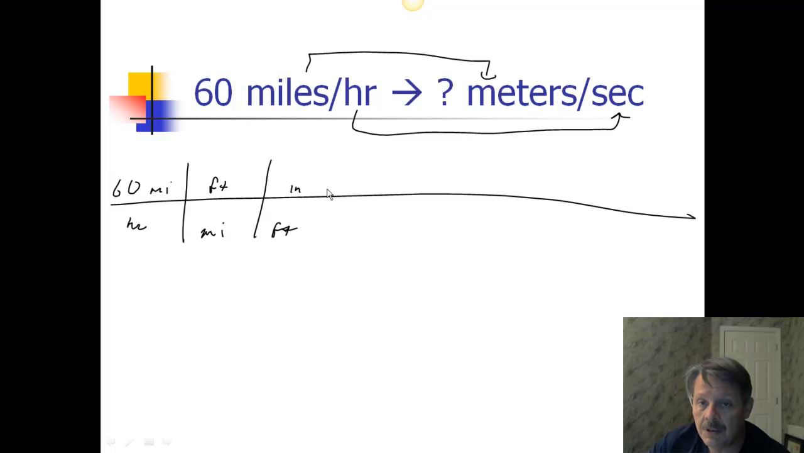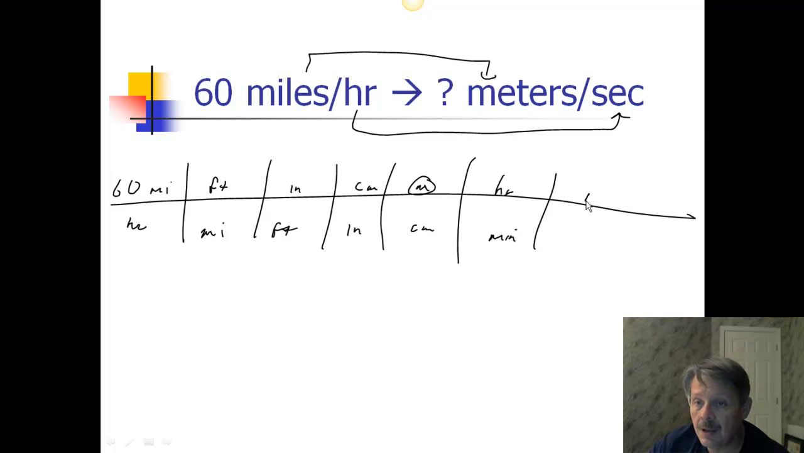Feet to inches. Inches to centimeters. Centimeters to meters. I've got meters on the top. I still have hours on the bottom, which means I have to get rid of hours and go to minutes, and then go from minutes to seconds. And so I'm done because I have seconds on the bottom, I have meters on the top, I'm good to go.